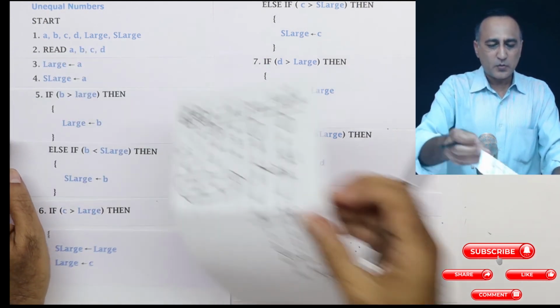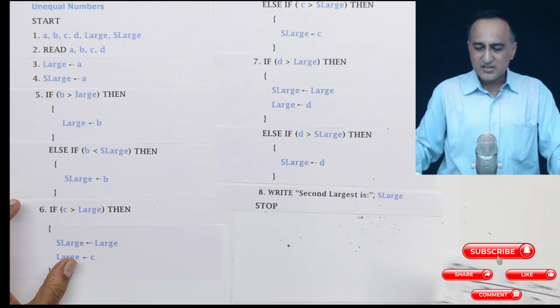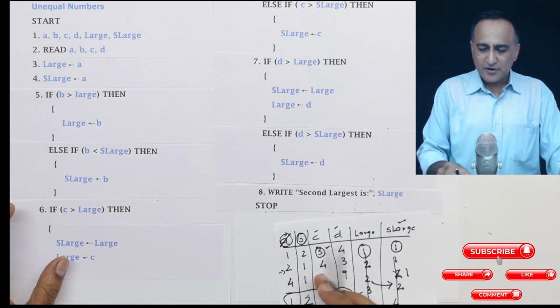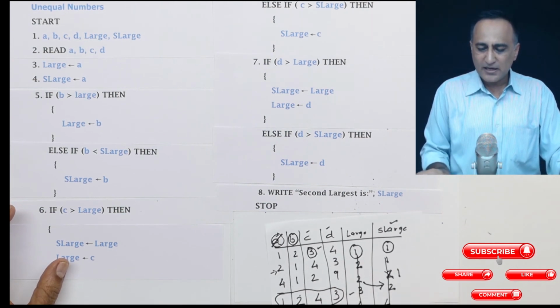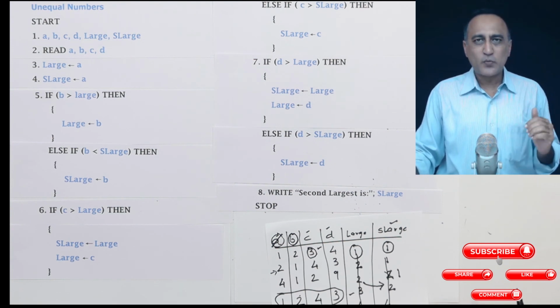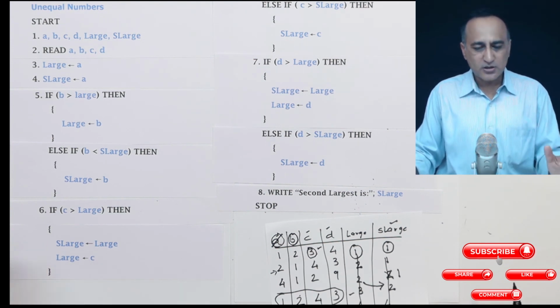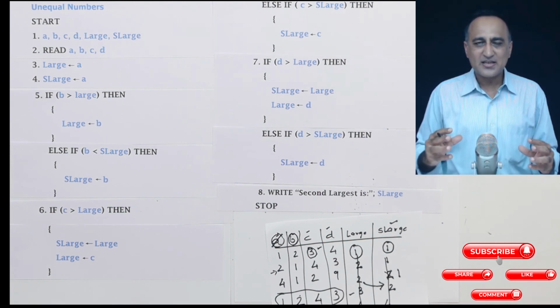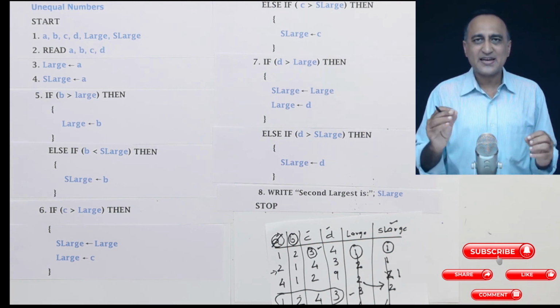So what I would request you to do is, taking a look at this algorithm, try different combinations of values of A, B, C and D, and assuming all the 4 values are unequal, this algorithm will work in every case to find the second largest of 4 unequal numbers.